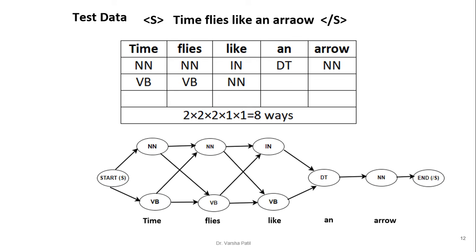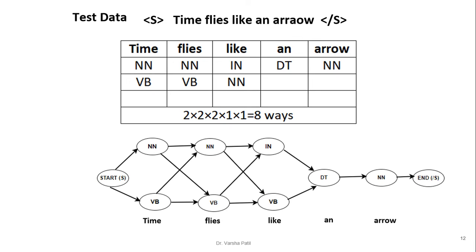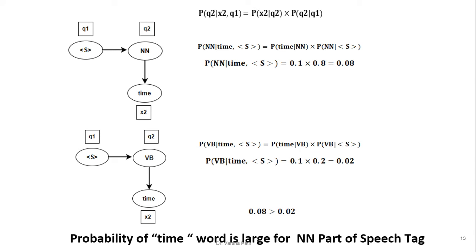So here time is noun or verb, flies noun or verb, like is preposition or noun, and determiner and NN. So the total ways are 8, and this is represented by this diagram. Now we find the efficient path by the Viterbi algorithm. Here we can take time as a noun and verb and we will check the probability. So now you know the formula and the diagram, and we just put the values of the state transition and emission probability matrix and we are getting the answer.